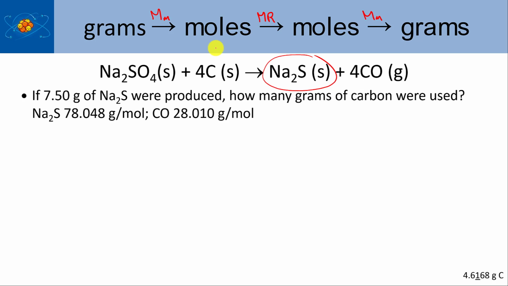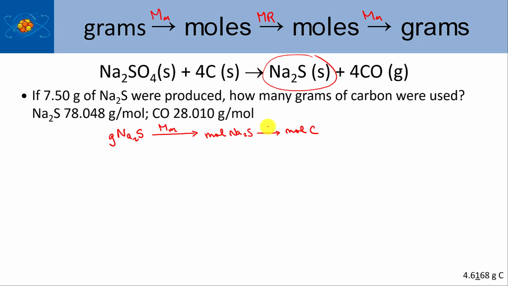Let's think about what we're doing, right? We're given 7.5 grams of sodium sulfide. And we know the first step, because if we're going to do a stoichiometry problem, we need to convert to grams to moles so we can do a mole-mole conversion. That's always in the middle. So the sodium sulfide molar mass is 78.048 grams. So I need my molar mass in here, right, for sodium sulfide. And that'll get me to moles of Na2S. And then from there, we can go to moles of carbon.